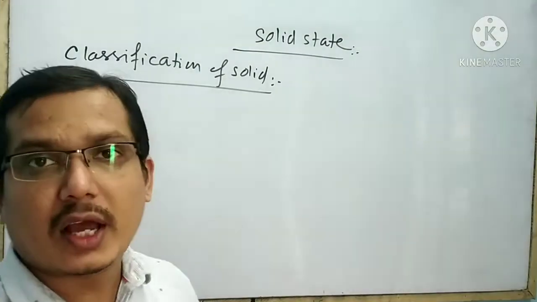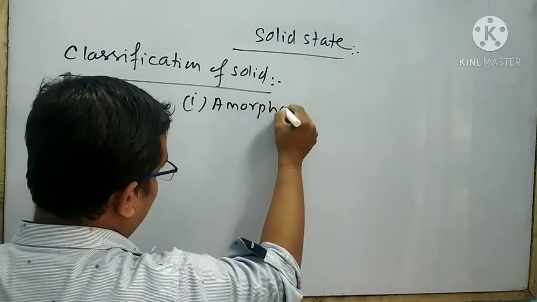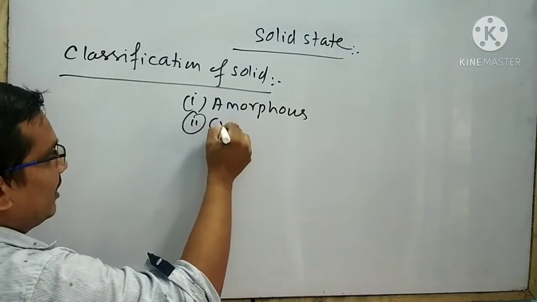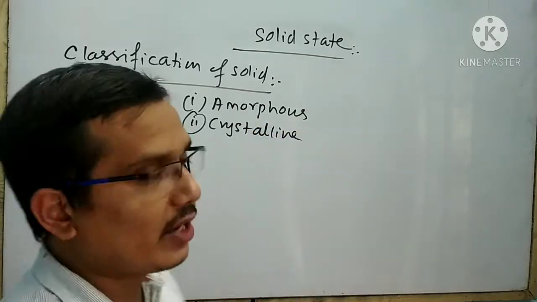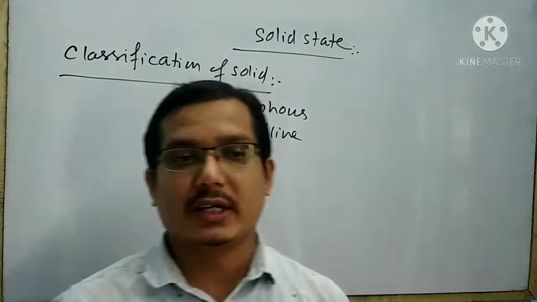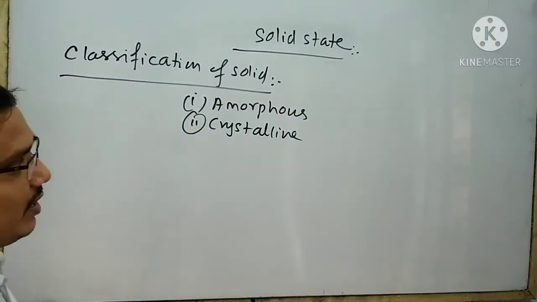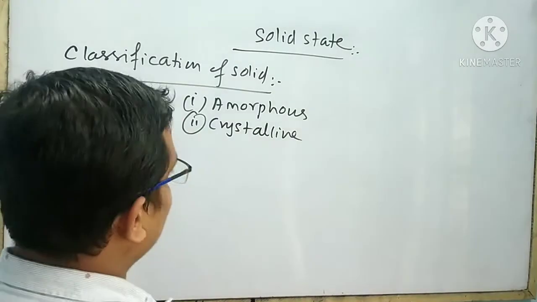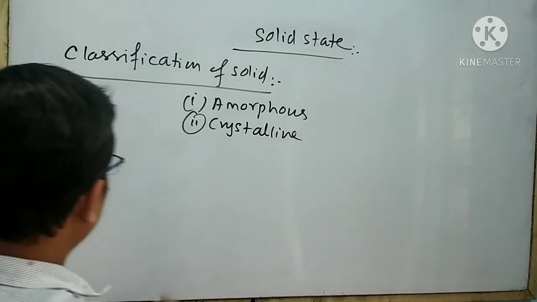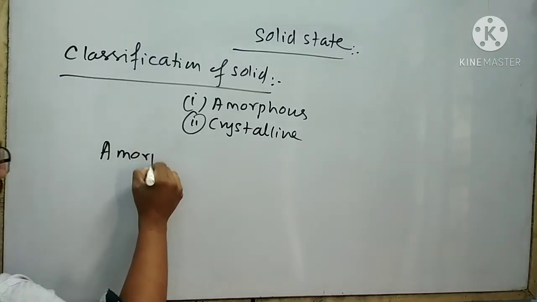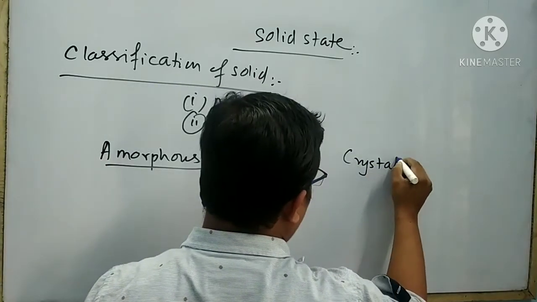One is your amorphous, another is your crystalline. There is a large difference between amorphous and crystalline solid. It is also an important 2 or 3 mark question. This is your amorphous, this is your crystalline.